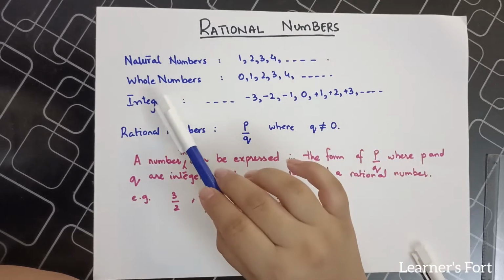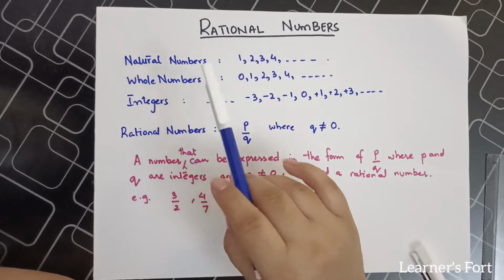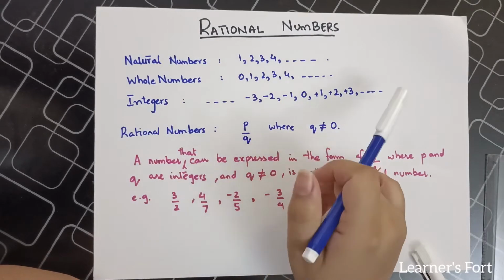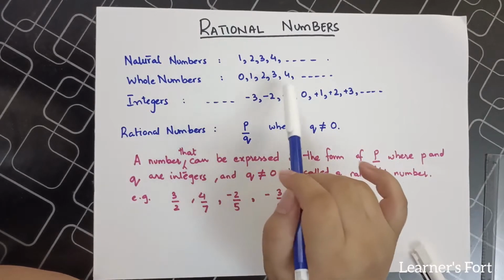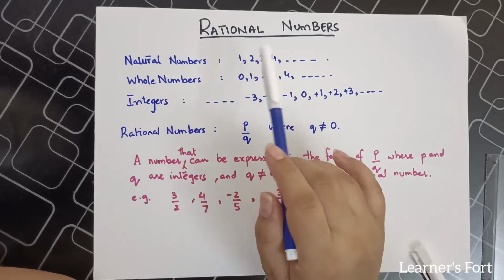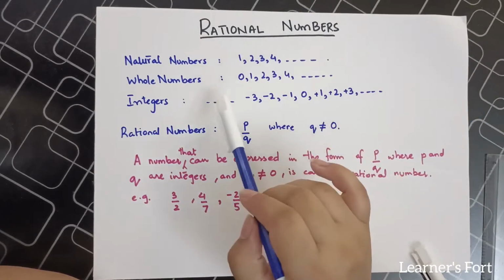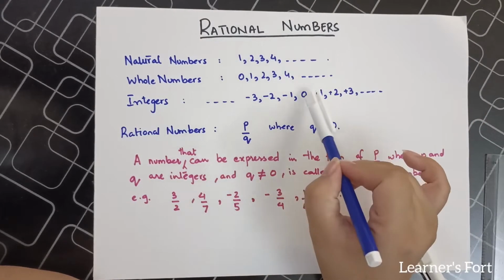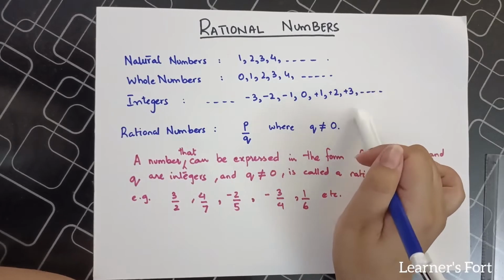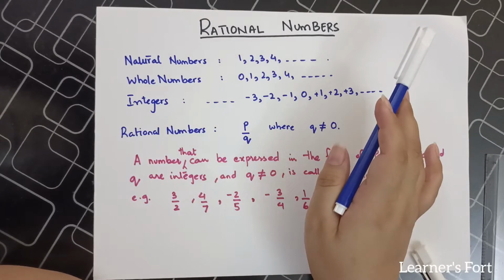But the third type of numbers are known as integers, which carry negative and positive signs. If we draw a number line, they start from the left side of zero and go towards the right side of zero. On the left-hand side they have the negative numbers, and on the right-hand side of zero they have positive numbers. So they are known as the integers. You must have read this in your previous classes.